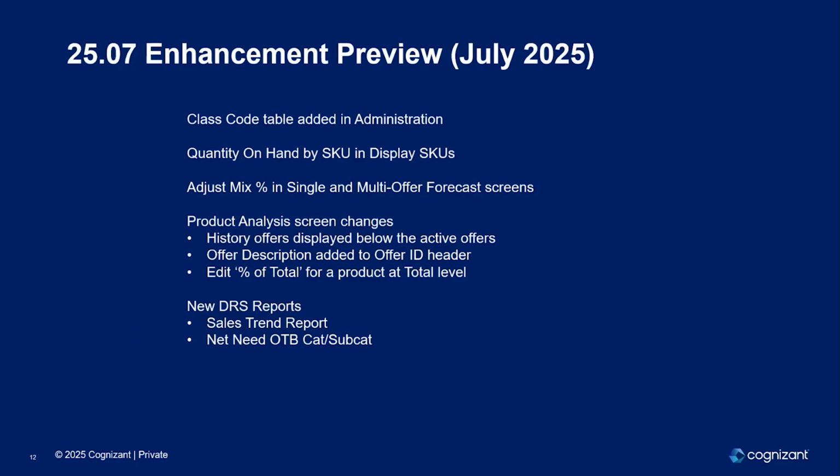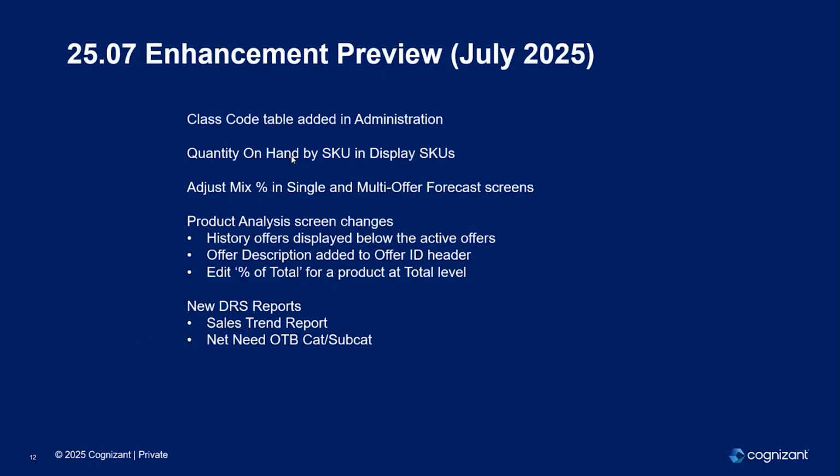Great. Thank you, Stuart. As we mentioned earlier, this is our July release, so just a preview of some of the key enhancements that will be included. One is changes to the visibility. You can now see your class code table within the admin module, just easier for maintenance and editing. In display SKUs, users now have the visibility to quantity on hand by SKU.